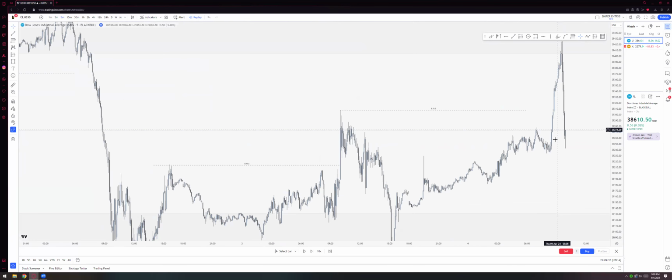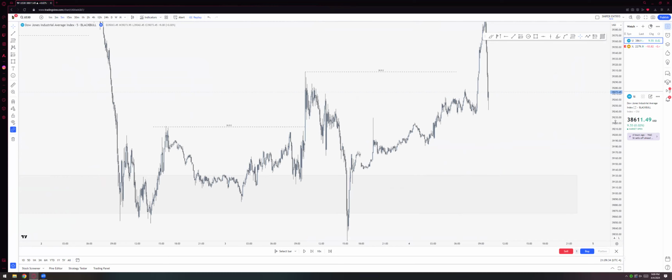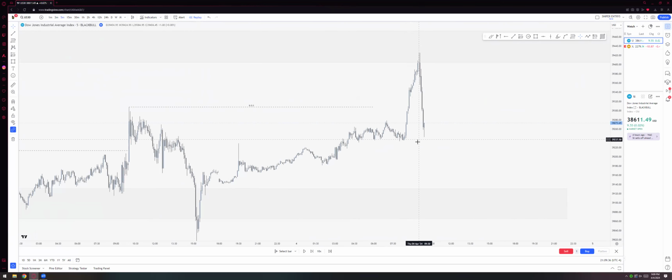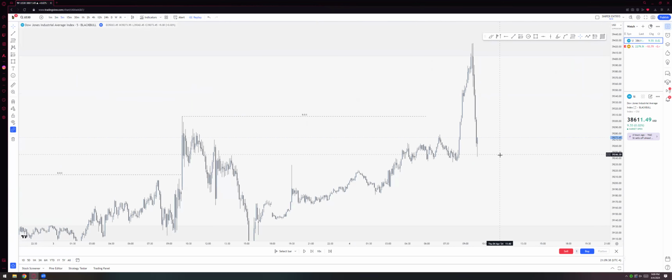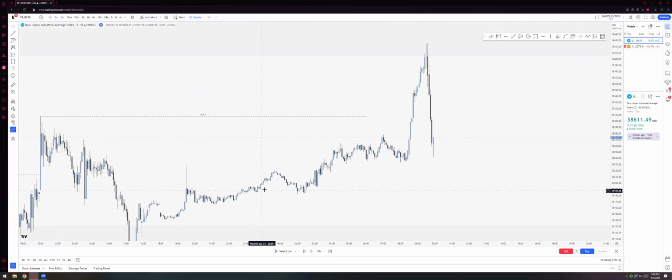So what do you see here on the 5 minutes? If you guys can tell me. It reacted in the 4 hour order block. Yeah, but what do we see on the pullback?